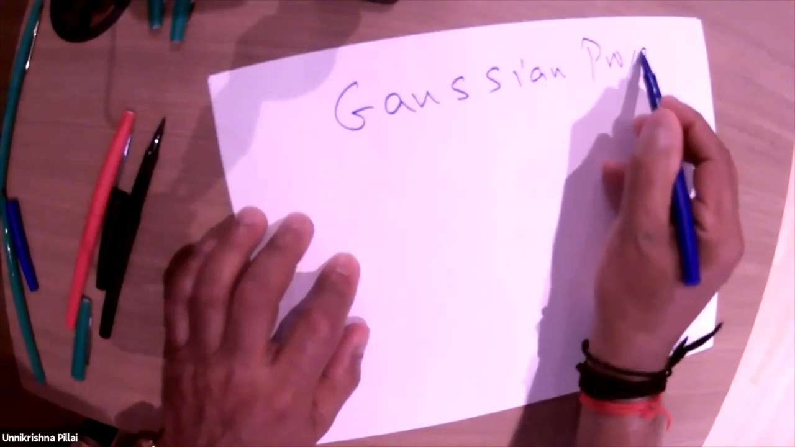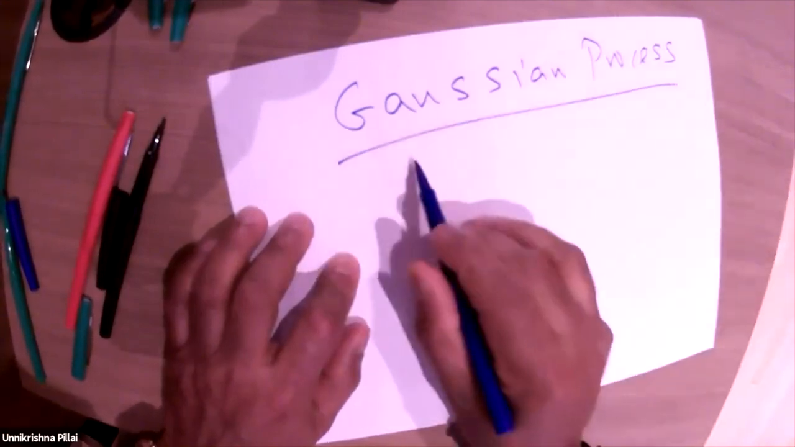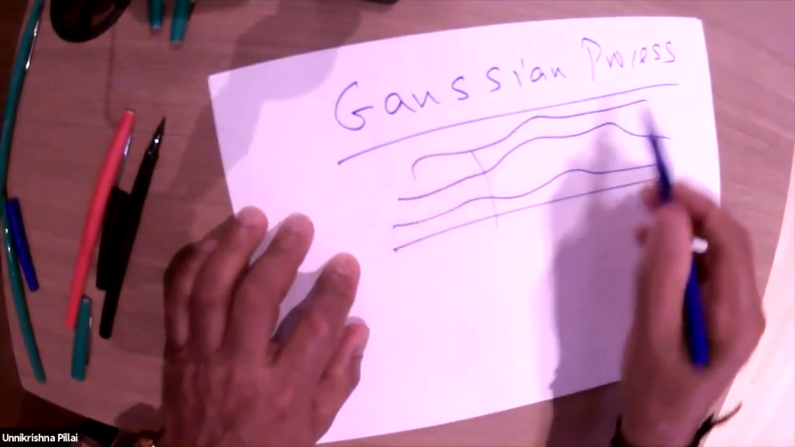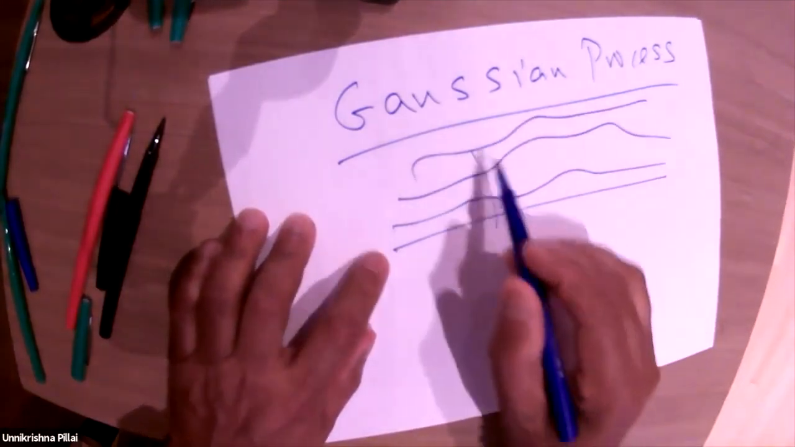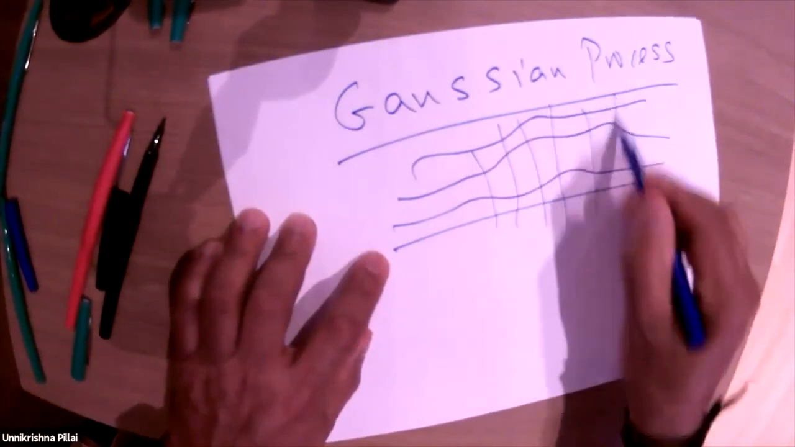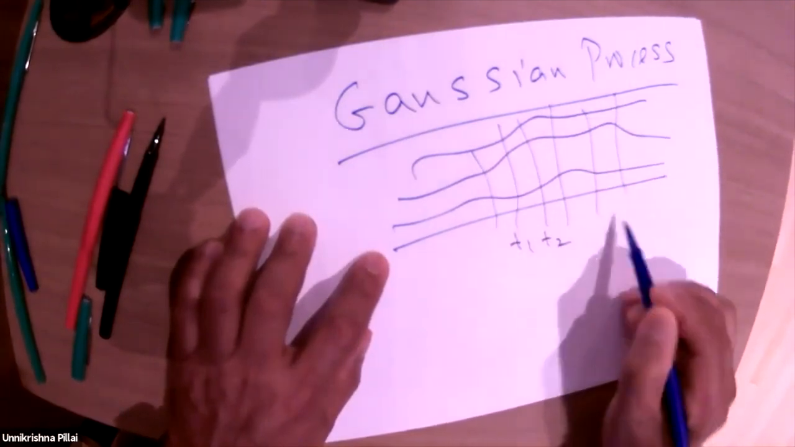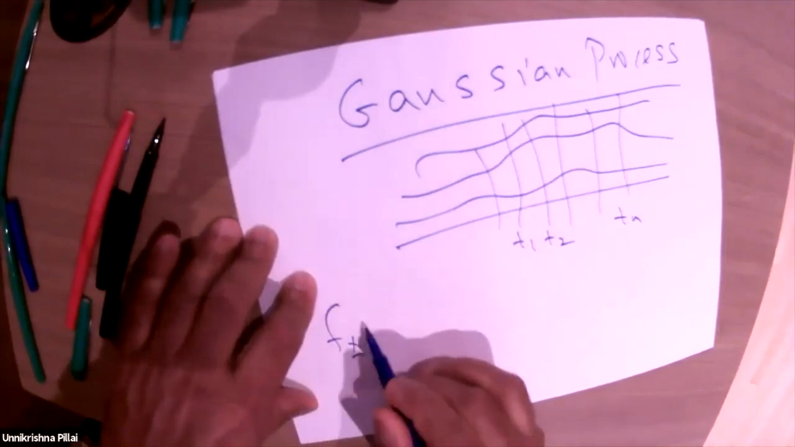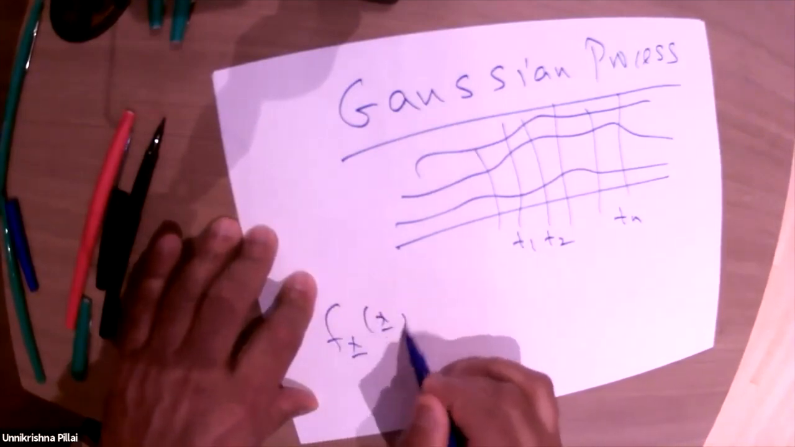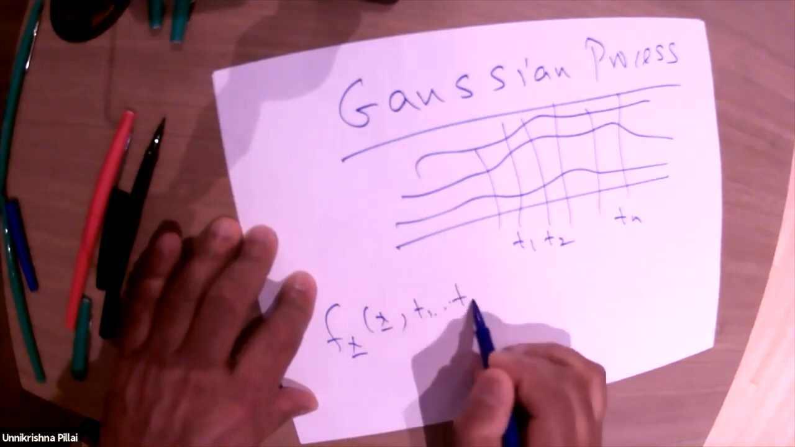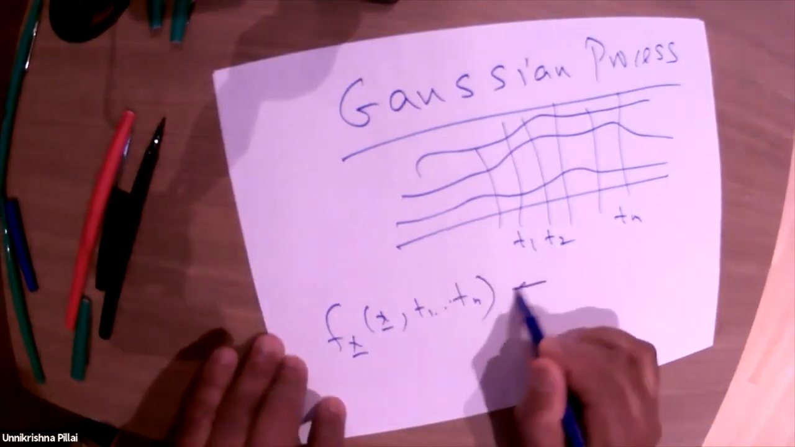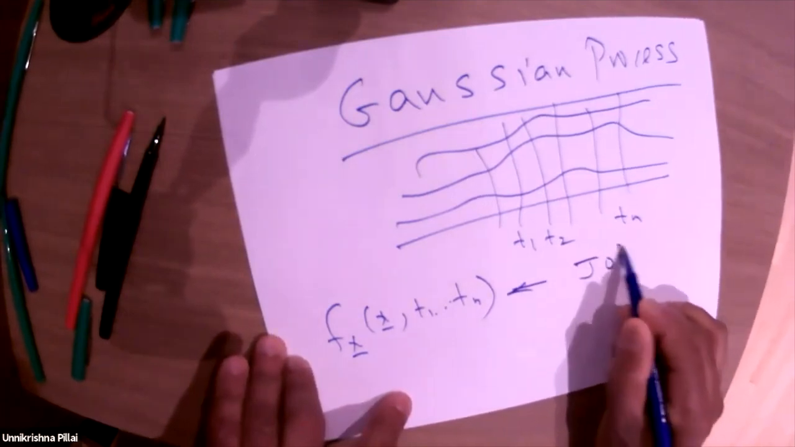So you'll see what we learned. Is the noise process Gaussian? When we called, so this is the way you take arbitrary time instances t1, t2, etc., tn, and look at their joint density function. And this joint density function must be jointly Gaussian.